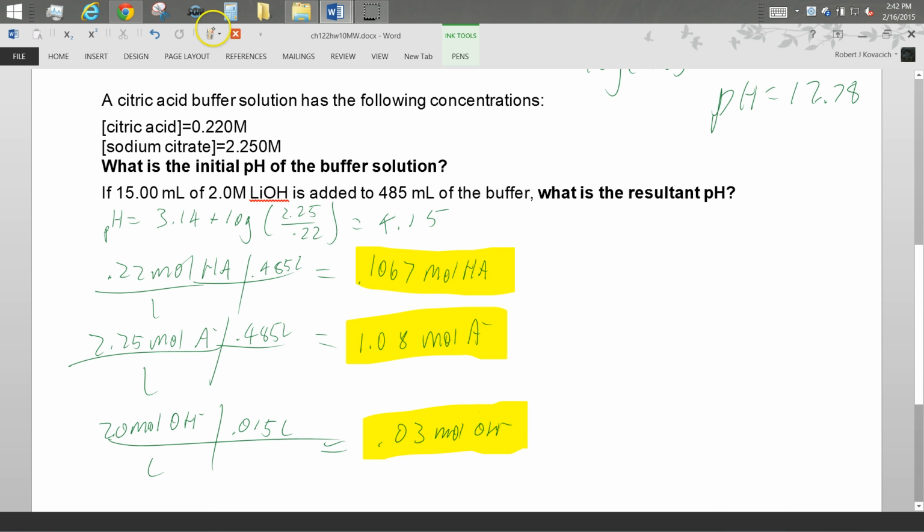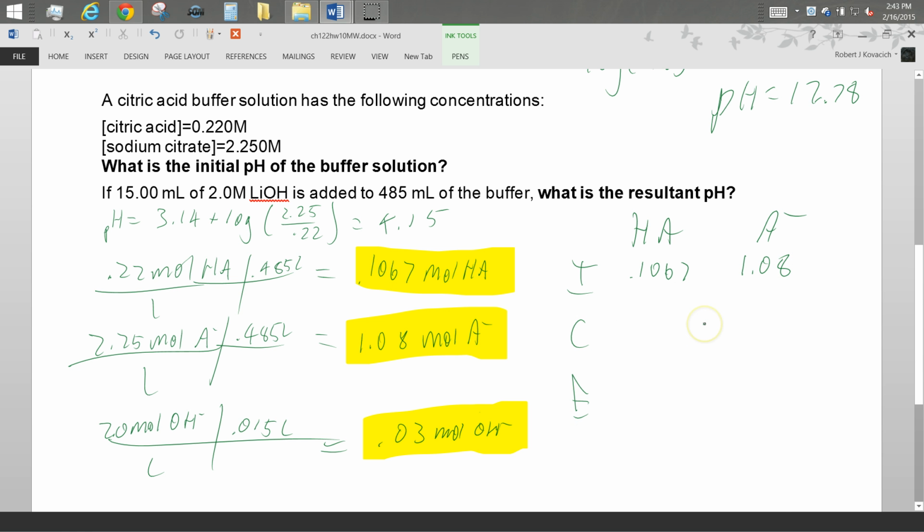Those first two things that I have highlighted are the two things that are sitting in the buffer, right? I have just counted how many weak acids and how many salts I've got. And then I'm going to throw that third thing in, the hydroxides, and figure out how much of the buffer pieces are left. So I'm going to have HA and A negative, and initially I've got 0.1067 here, and I've got 1.08 here. And then they're going to change.